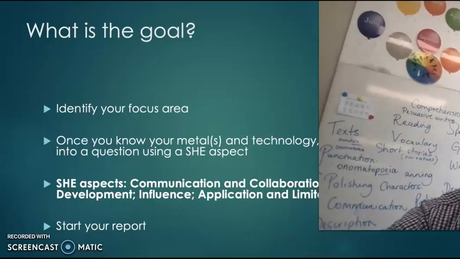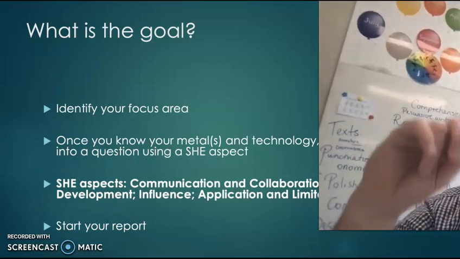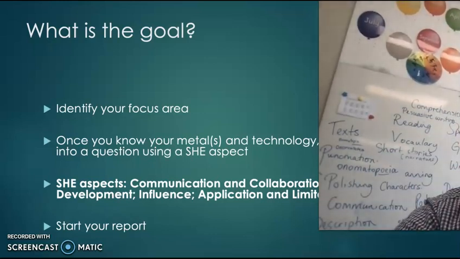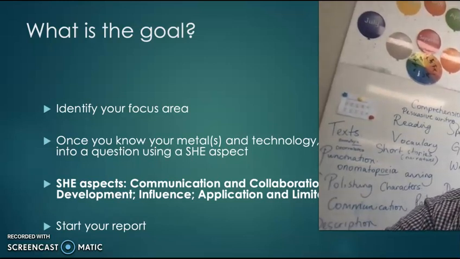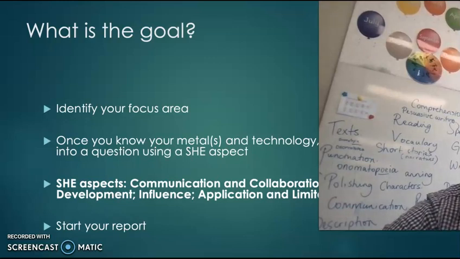So your focus area is pretty much looking at choosing a metal or metals and a particular technology that they're involved in. Okay, and then what you want to do is turn that into a question. So really what you want to do is look at a piece of clean energy technology that you're interested in, and then find out what metals are involved in it. Now, you might find out that there's 15, 20 metals involved in it. You don't necessarily want to do all 20.